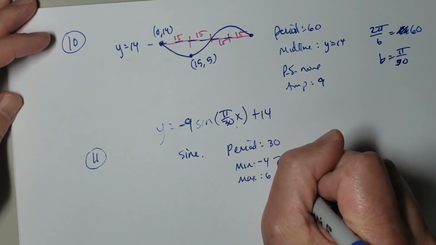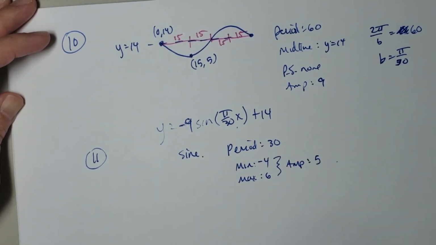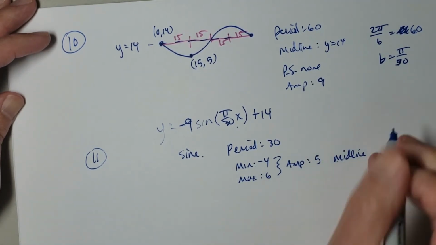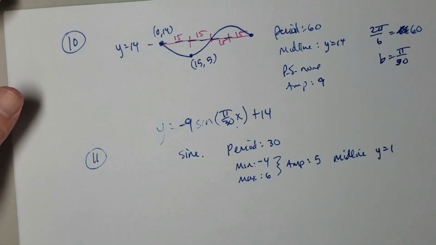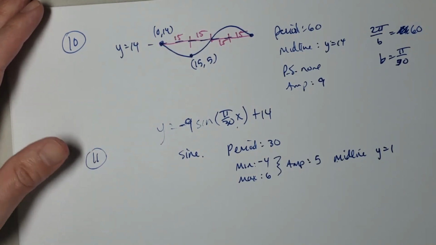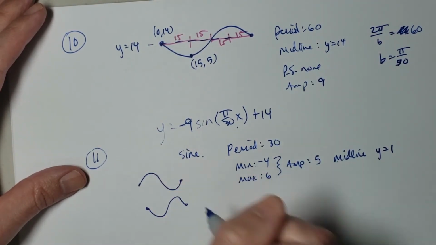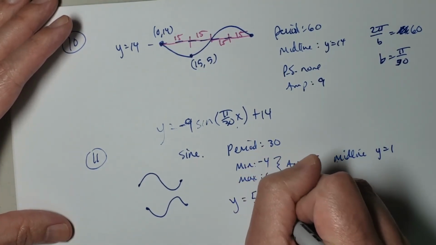So the min is -4, the max is 6. From that, we should be able to tell the amplitude would be half that distance. That distance is 10, so the amplitude is 5. And the midline would be 5 down from 6 or 5 up from -4. That's y equals 1. So the only thing left to figure out is if there's a phase shift. And there isn't, because it says it starts at its midline. The only thing it doesn't tell us is, does it go up from its midline or down from its midline? So for this one, you actually could have either answer. So we're going to get one answer like this.